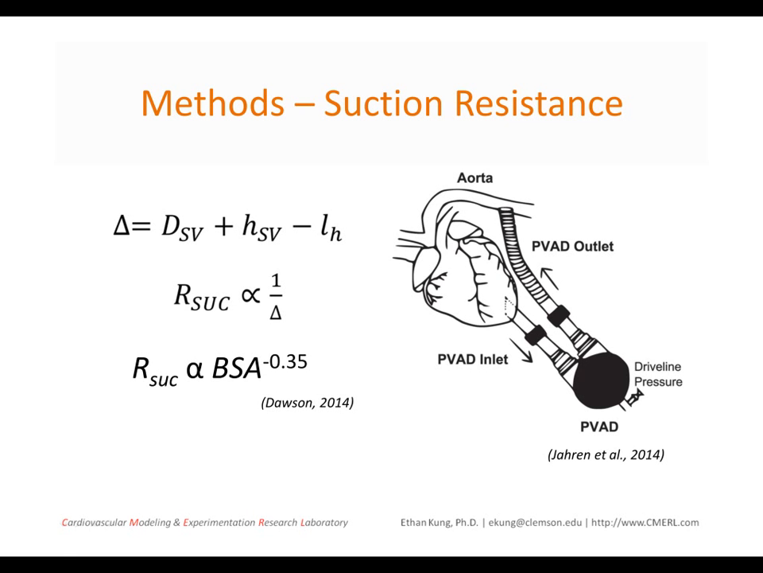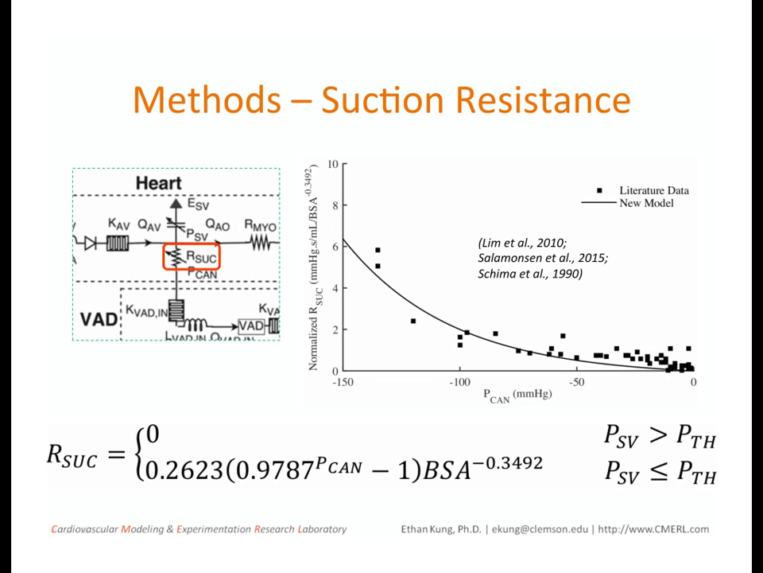Based on the heart geometry data published by Dawson, we identified an allometric scaling relationship between the suction resistance and body surface area. We combined experimental data from several previous studies, normalized them by body surface area, and performed a best fit to estimate suction resistance as a function of the pressure at the head of the inflow cannula. Suction begins to occur when the ventricular pressure is less than 0.